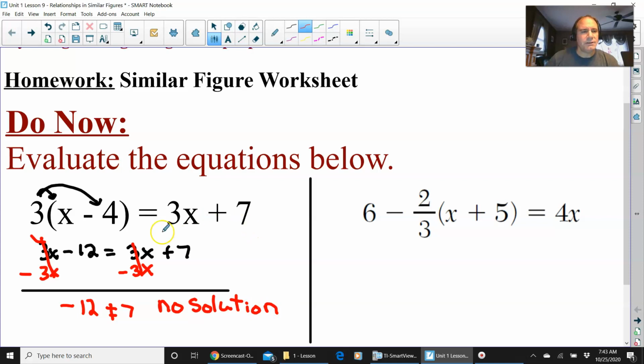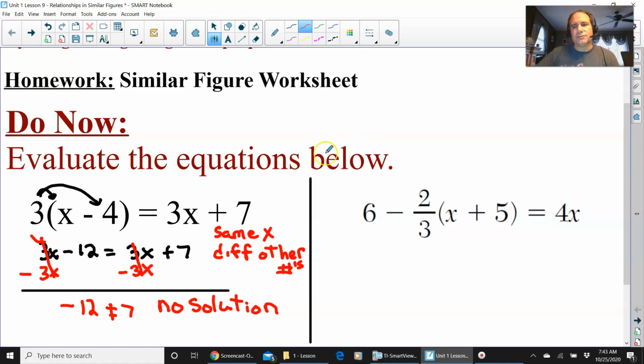No solution. Right here I was saying the same x value with different other numbers. As soon as that happens, you know that the x's will definitely cancel, and then there will be no solution. Just remember, infinitely many means the same exact expression on both sides.